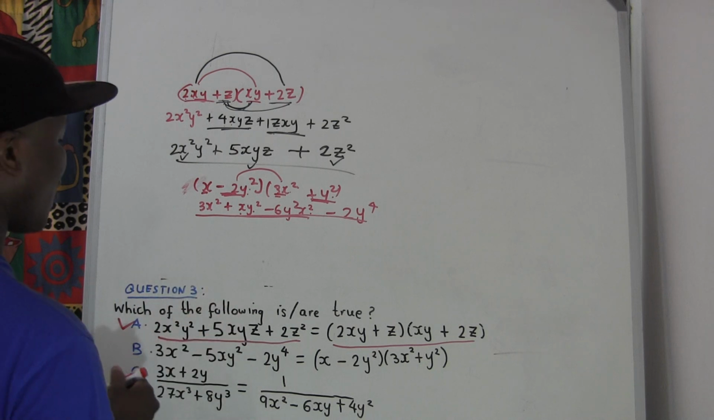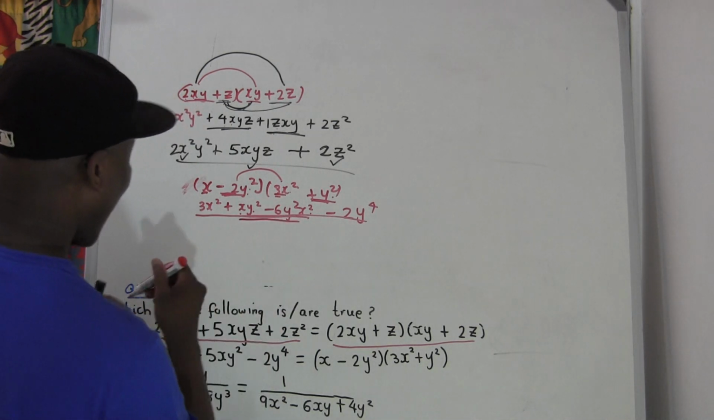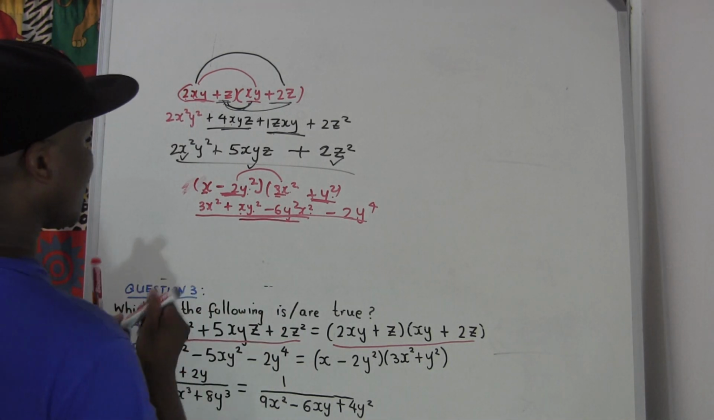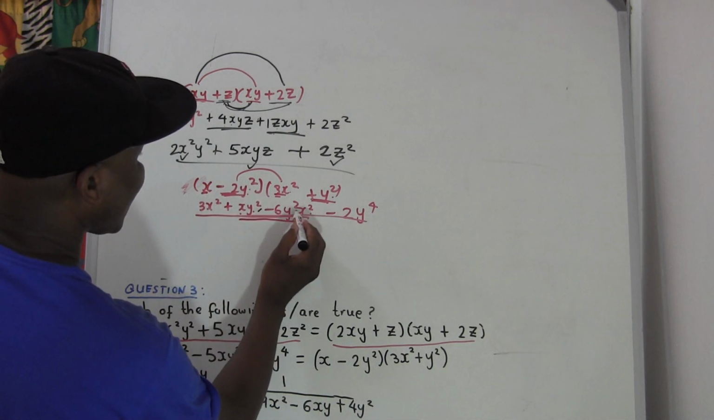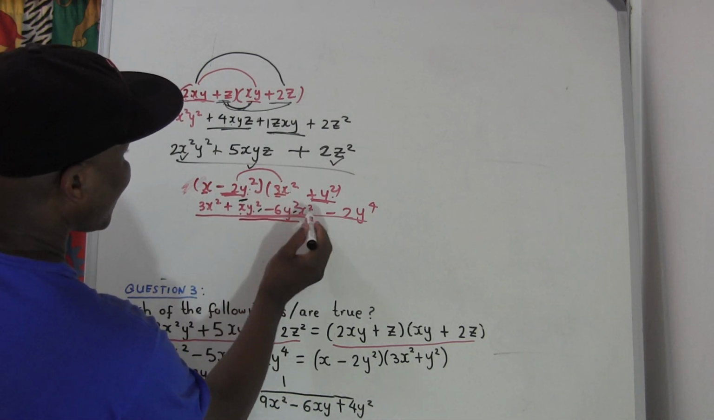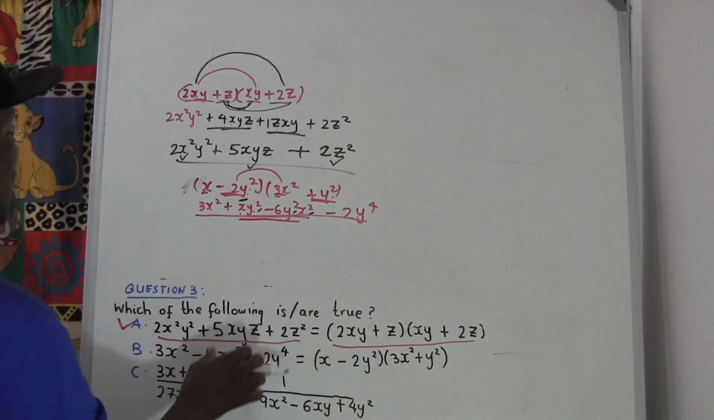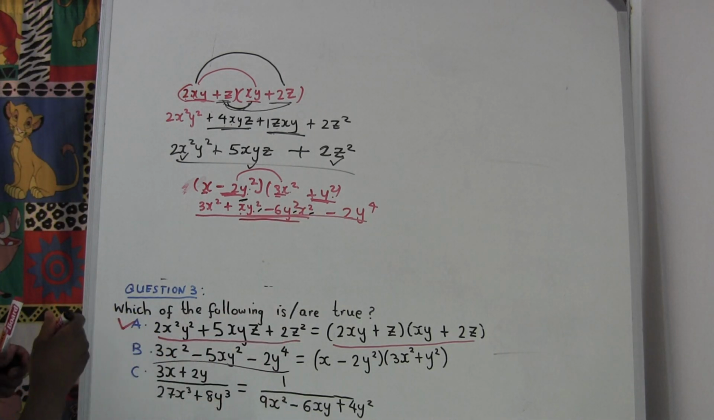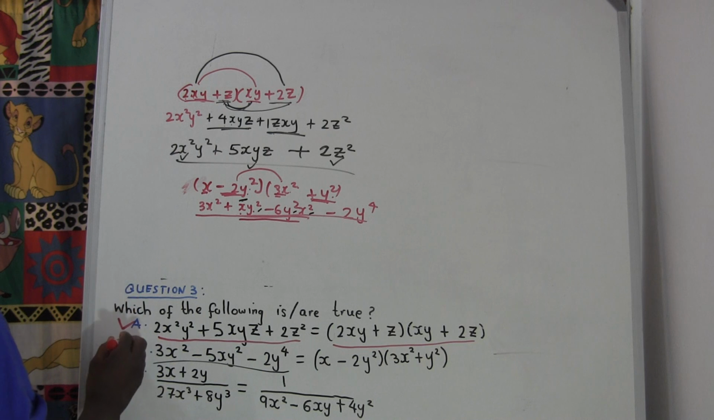Because what they did here, they're wrong. They should not add these two. You cannot add them. Because you know why? Look, this has a y squared and this has a y squared. It's true. But this has an x, but this has an x squared. So you cannot put them together. So they kind of put them together. That's why they got the answer wrong. So this is not true. Wrong.